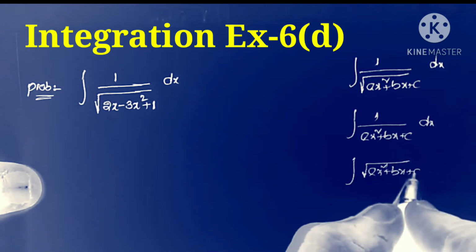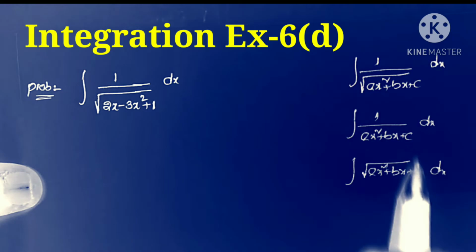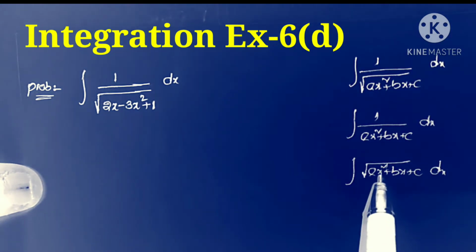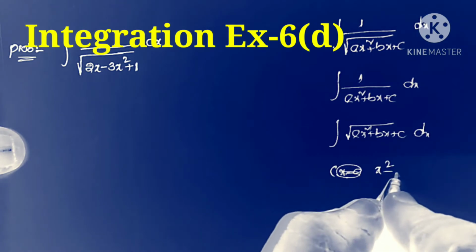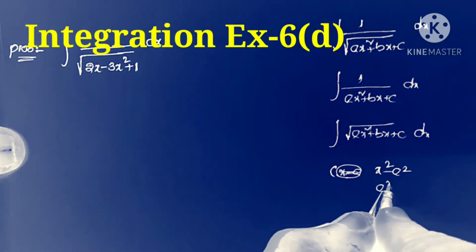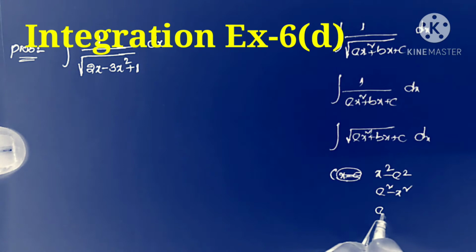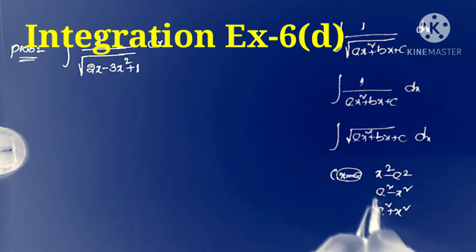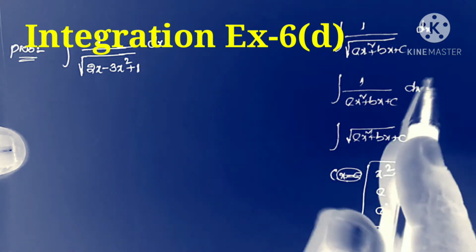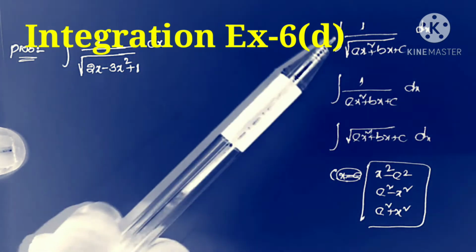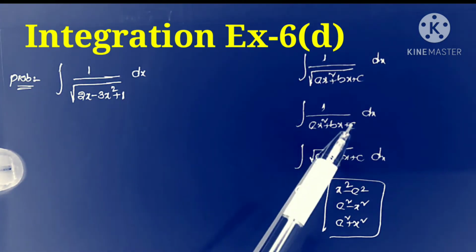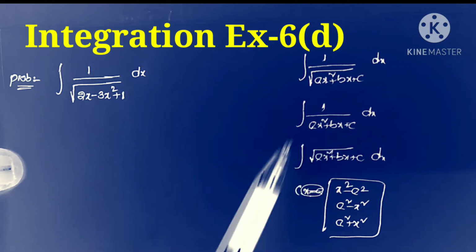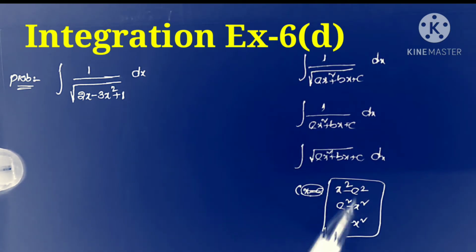When we have a problem like this, then to solve it, first of all we have to convert this term in the form of x square minus a square, or a square minus x square, or a square plus x square. After that we will apply the formula to get the required answer, that is the procedure. So we have to convert the term ax square plus bx plus c in one of these forms.